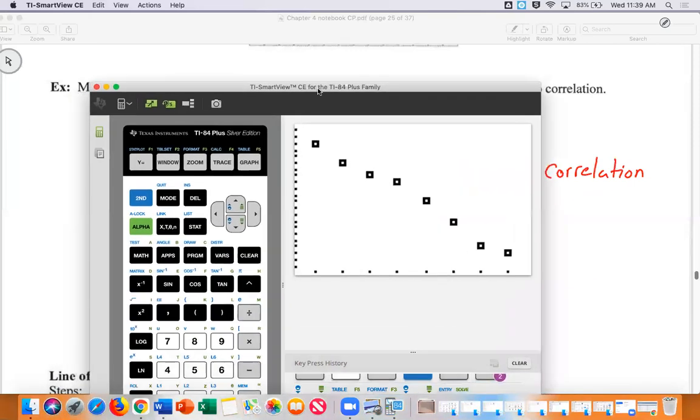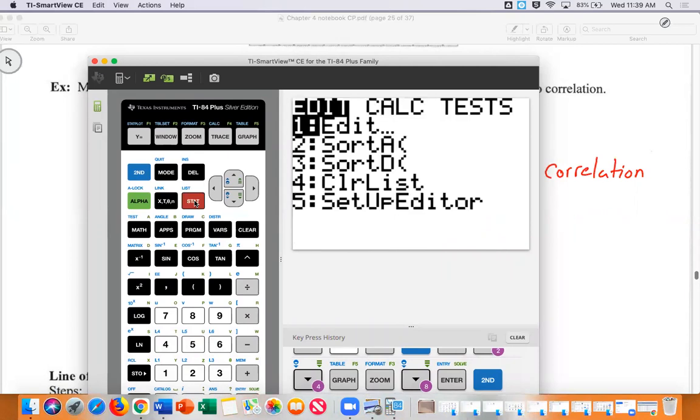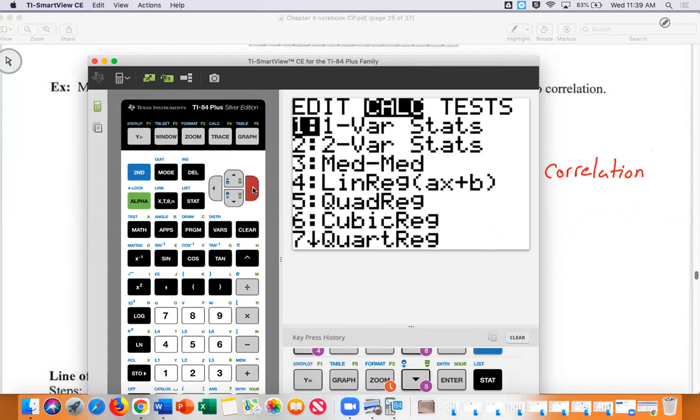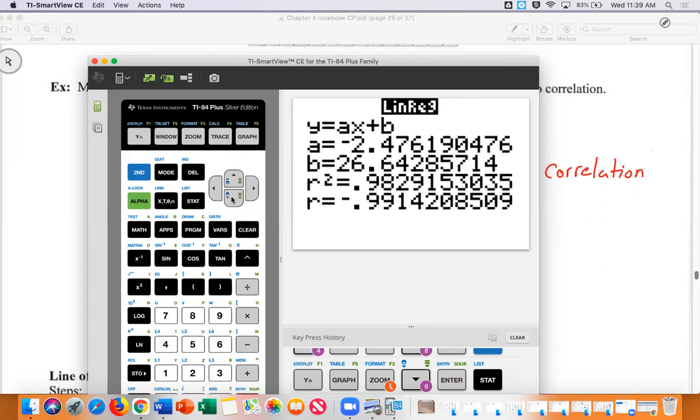Okay. Now, we're going to hit the word stat again. Now we need to calculate. So we're going to go over to calc. Grace, do you remember this from yesterday? Which one do I go to? Number 4, because that looks like y equals mx plus b. So we're going to go down to number 4. We're going to hit enter. And then we just hit enter a bunch of times, until the screen changes.